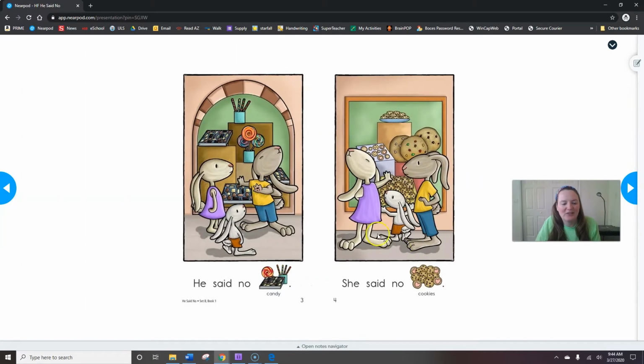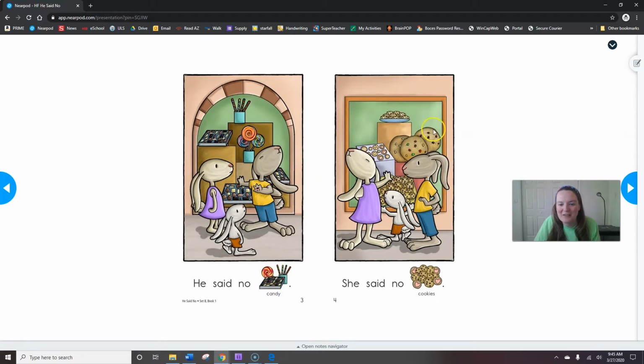Okay, so let's look at the picture. I see lots of candy. So the little bunny wants candy, but what did Dad say? He said no candy. Can you read it with me? He said no candy. Good job.